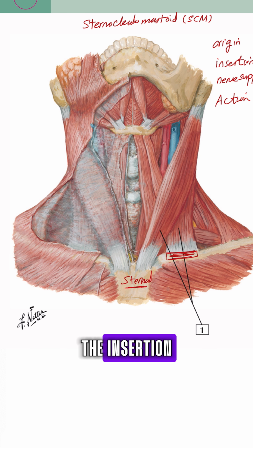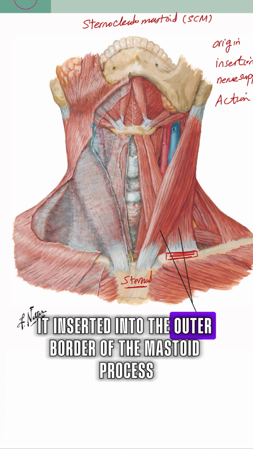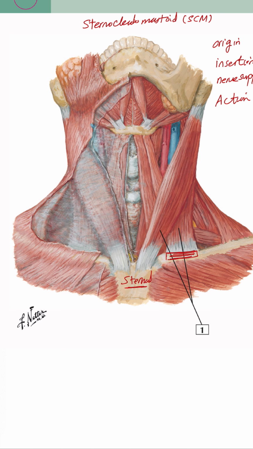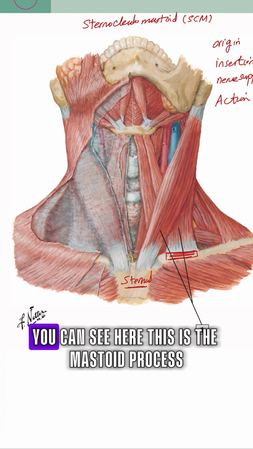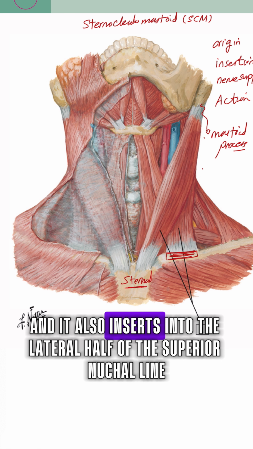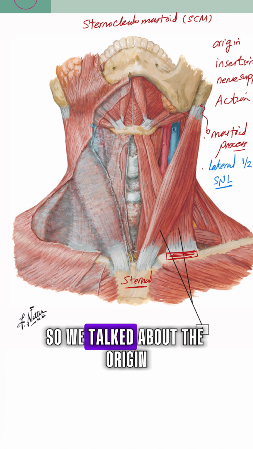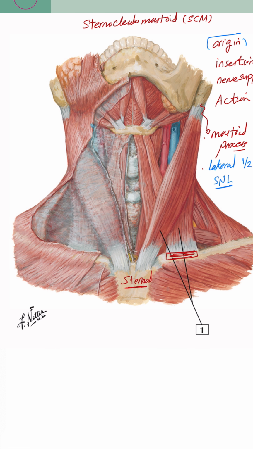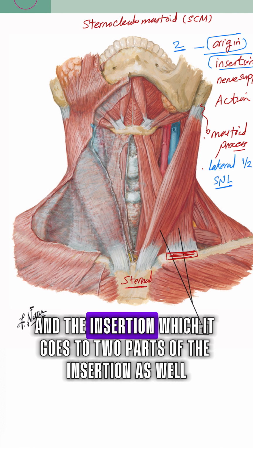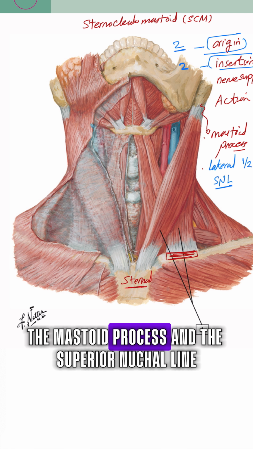The insertion: it's inserted into the outer border of the mastoid process of the temporal bone. You can see here, this is the mastoid process. And it also inserts into the lateral half of the superior nuchal line, and this is part of the occiput. So we talked about the origin, which has two heads, and the insertion, which also goes to two parts, the mastoid process and the superior nuchal line.